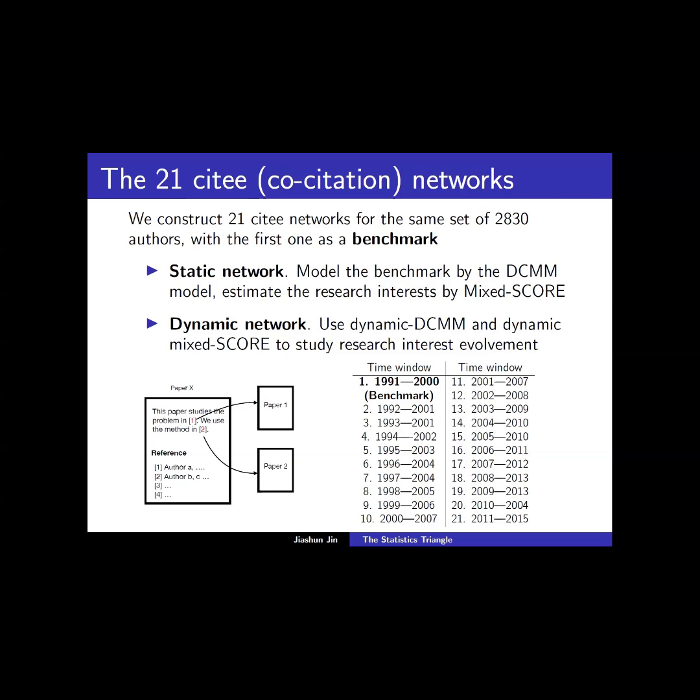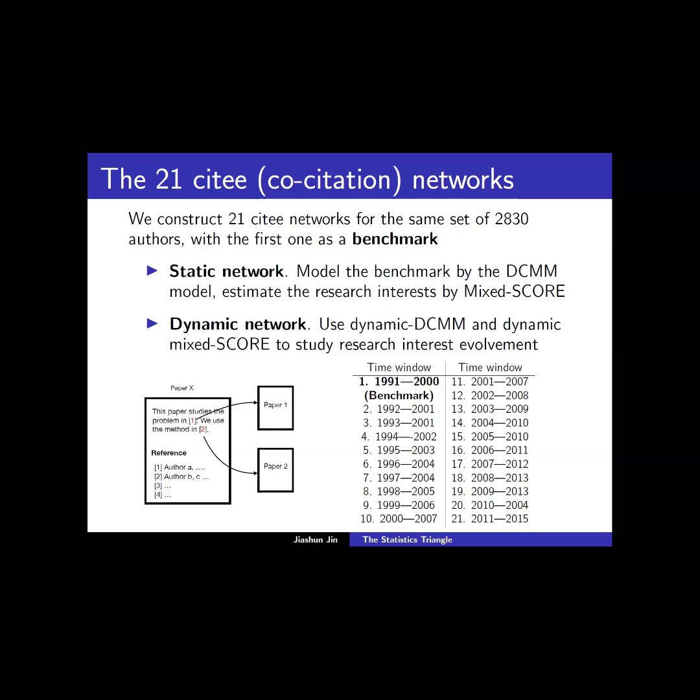So we have constructed 21 citee networks. The time window is right here. For example, the first one is from 1991 to 2000. The last one is 2011 to 2015. The windows are not equally spaced, okay? The reason is in the 1970s or 1990s, we have fewer citations, we have fewer statisticians. So we make the window slightly larger. And by the year 2015, we have more frequent citations. So we make the window slightly narrower so that they're roughly even.